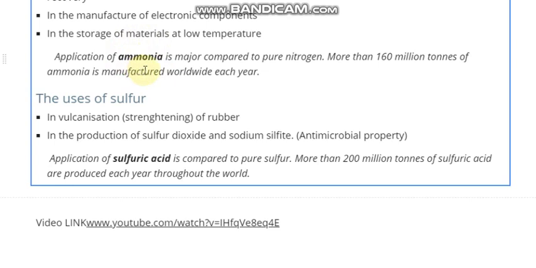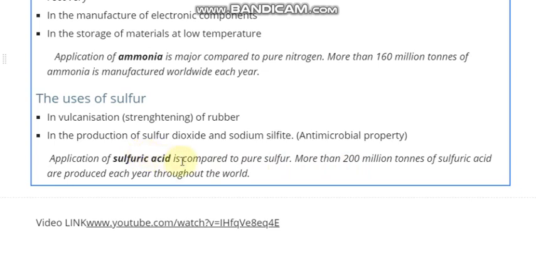and the application of ammonia was greater than that of pure nitrogen, sulfuric acid is also a major compound. It has major applications in industry when compared to pure sulfur, and almost 200 million tons of sulfuric acid are produced each year throughout the world.